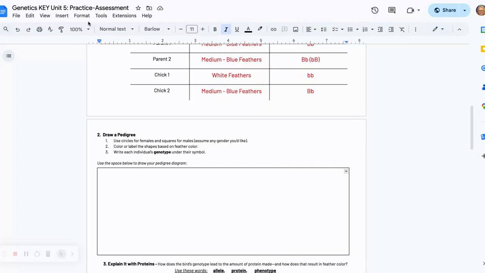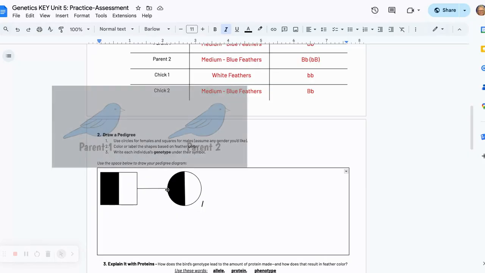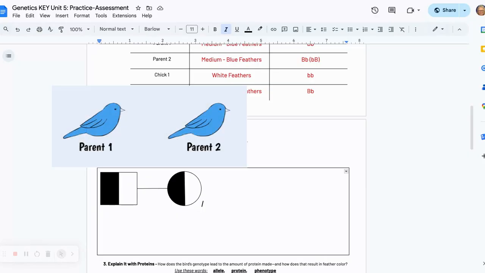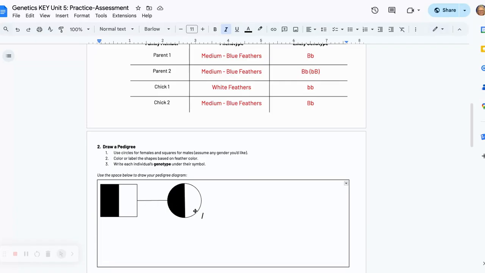So I'm going to insert an image to create this pedigree for the family. So now I've created the pedigree for the male parent and the female parent. We know that the male parent and the female parent both have medium blue feathers, and so therefore we would create a square and a circle that are both half filled in. Notice I also have this line between them that shows that they are a mating pair.